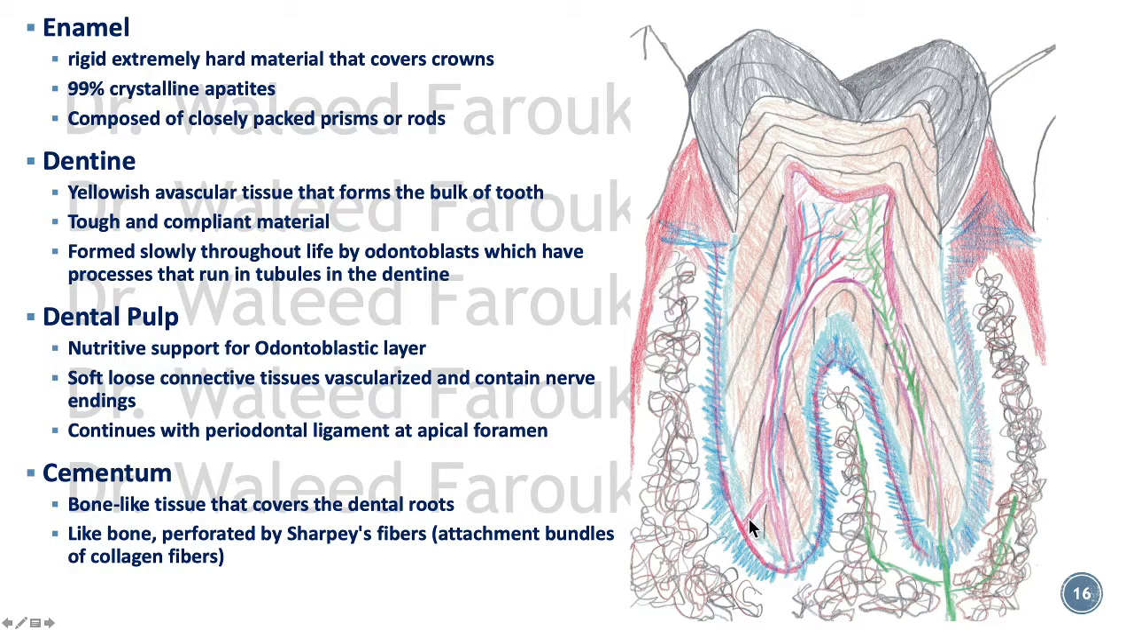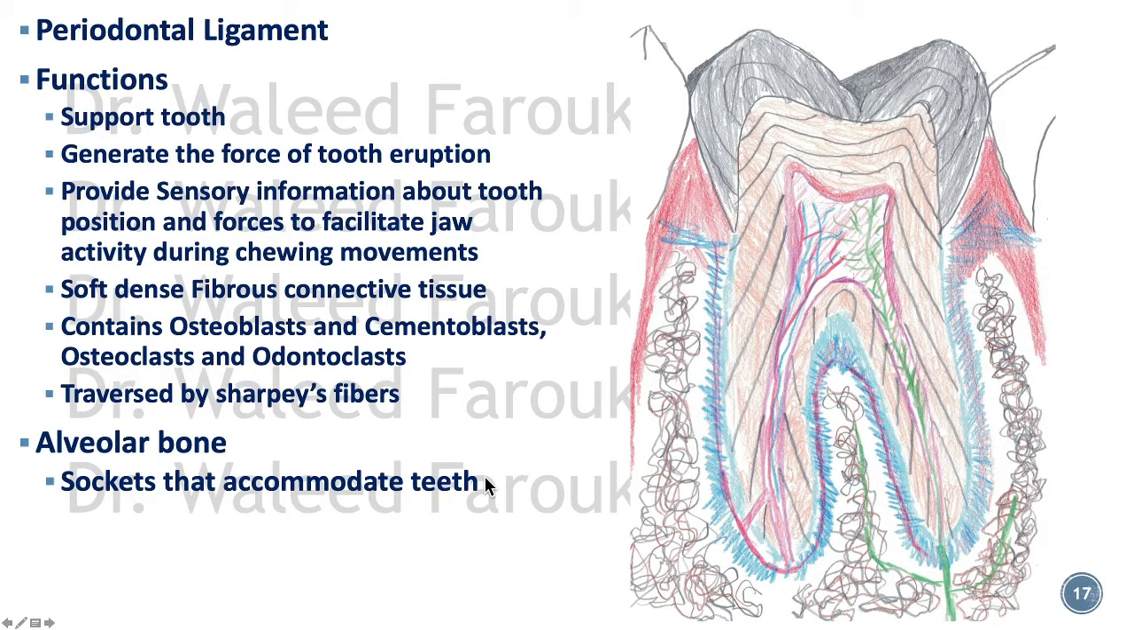Cementum is a bony-like material that covers the dental roots, and it's perforated by these transverse fibers. They are called Sharpey's fibers. They are bundles of collagen fibers to allow more fixation of the tooth to the surrounding structures. They invaginate the bone too. Okay? Don't forget that.